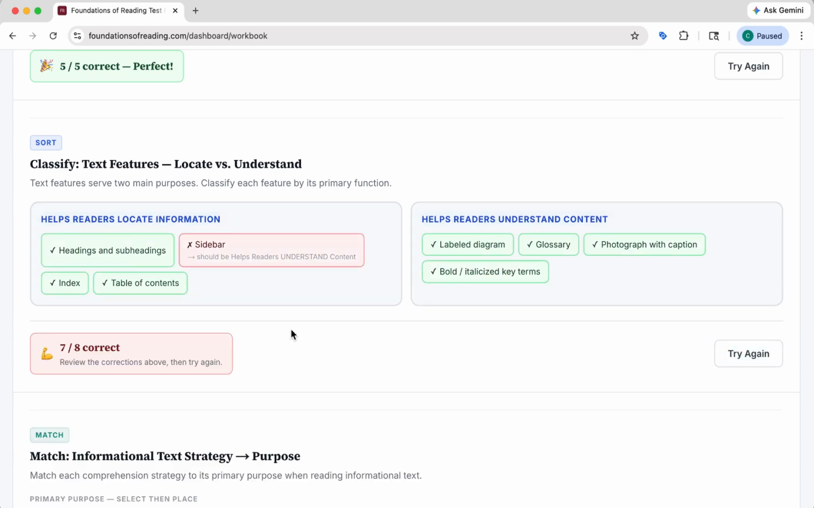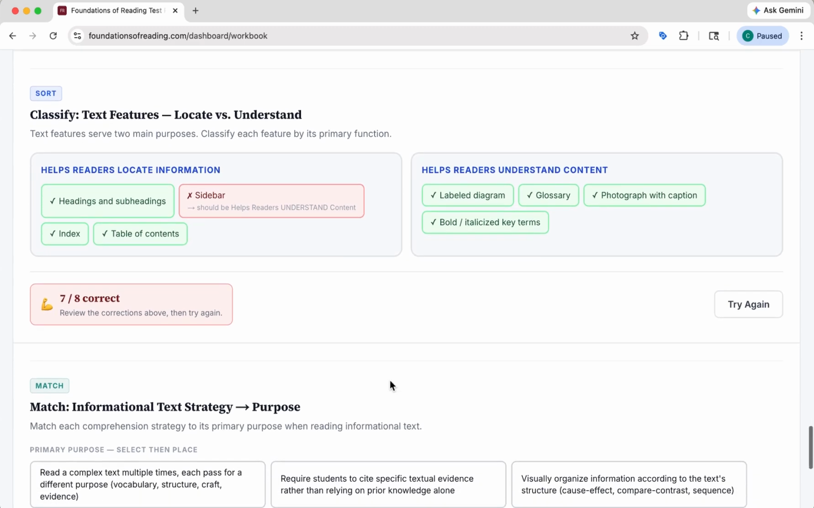Let's check it. 7 out of 8. Oh, the sidebar. So the sidebar helps understand. Okay, that kind of makes sense because there's information on the sidebar. All right, I got one wrong. This is why we get one wrong in the training module on the workbook here at foundationsofreading.com, not on the real exam.